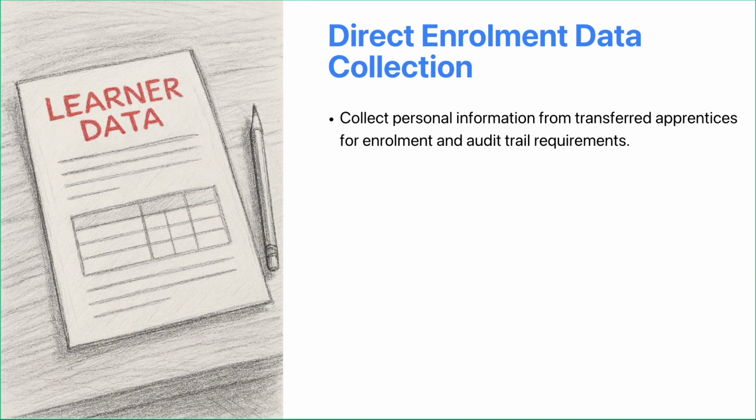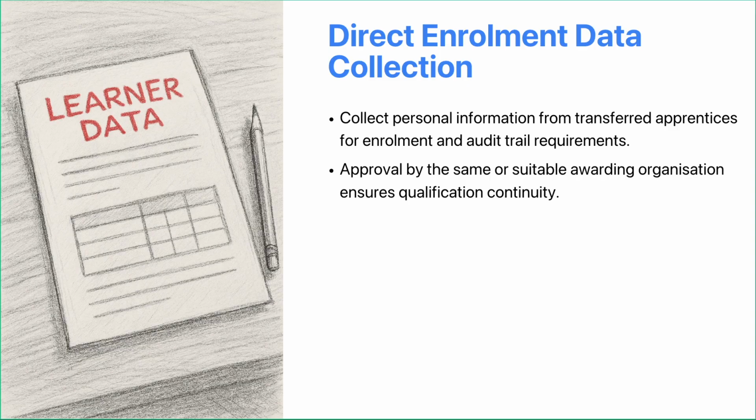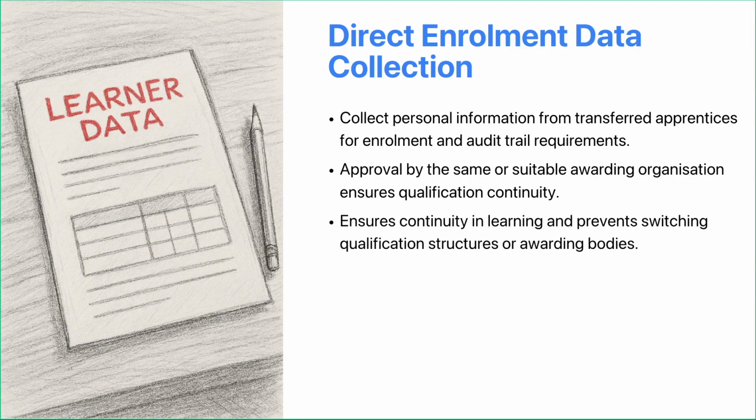When accepting transferred apprentices, you must collect personal information directly from the apprentice to satisfy your enrollment and startup audit trail requirements. Ideally, you should be approved by the same awarding organization, or an appropriate alternative, to deliver the same qualification the apprentice started with their previous provider. This helps ensure continuity of their learning journey and prevents them from having to switch between different qualification structures or awarding bodies.